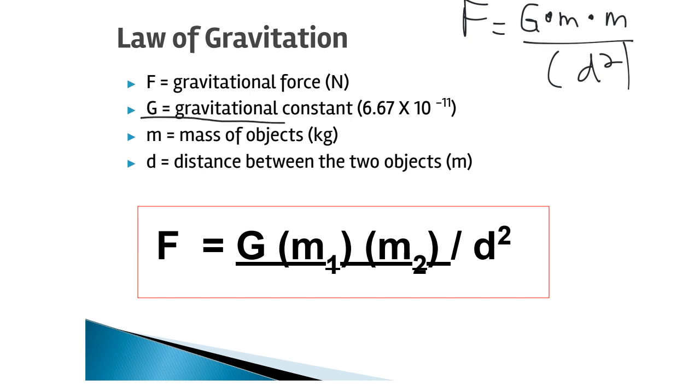This G is going to be a constant number. It's called the gravitational constant. It is 6.67 times 10 to the negative 11, and it has a bunch of units behind it, which we're not going to expect you to know. Mass needs to be in kilograms for both of the objects, and the distance between the centers of the two objects will be in meters. And force, of course, is gravitational force, and the unit will be newtons.